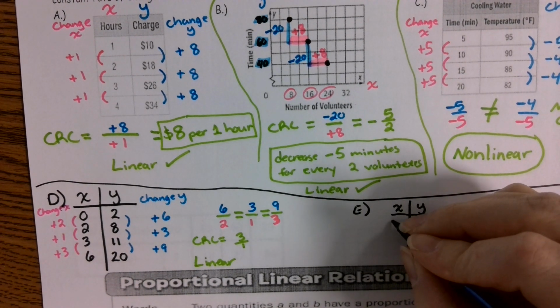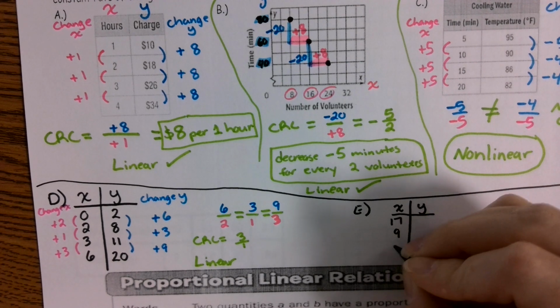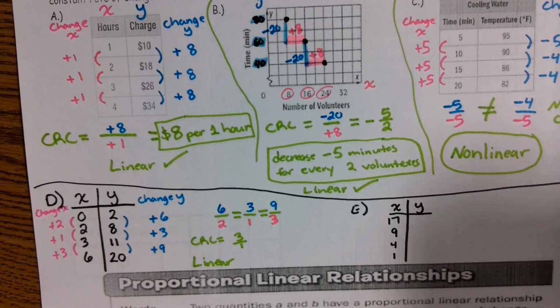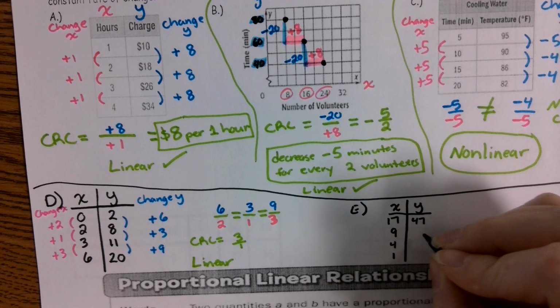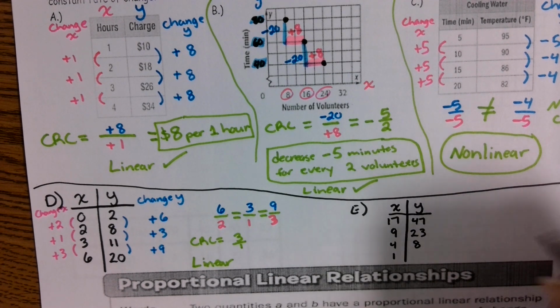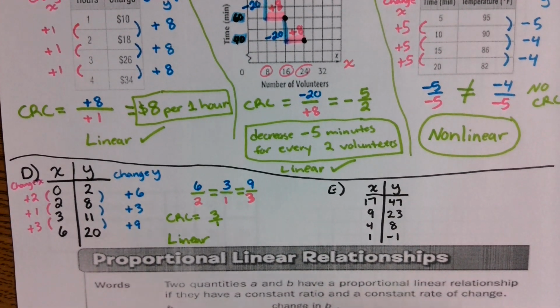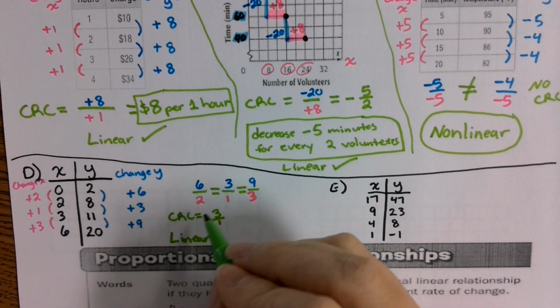For your x values, you're going to have 17, 9, 4, and 1. For your y values, you're going to have 47, 23, 8, and negative 1. So I want you to identify whether this represents a linear relationship, and if it does, what was the constant rate of change.